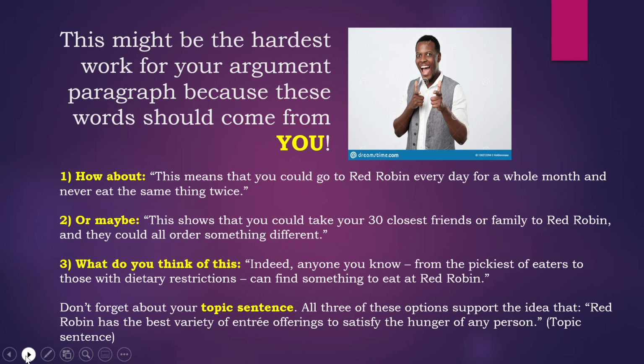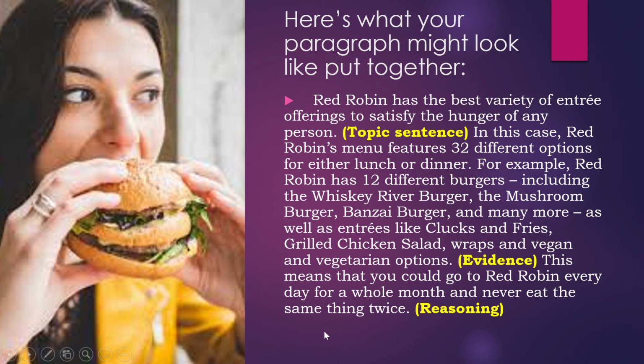All right, so that is how we write the whole paragraph. This is it put together. So let's look at the whole paragraph. We know that we were given the topic sentence. I didn't even have to write that. I just had to write the rest. Here we go. Red Robin has the best variety of entree offerings to satisfy the hunger of any person.